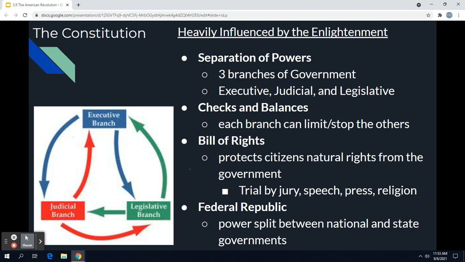And lastly is the federal republic. This is probably the most complicated of the ideas. Again, you'll learn it in government a lot. But this is the idea that power is split between the national federal government, the U.S. government, and the state governments like Ohio or Kansas or California, that they share power. So the states still have some rights, but the federal government takes care of some of the big picture things.